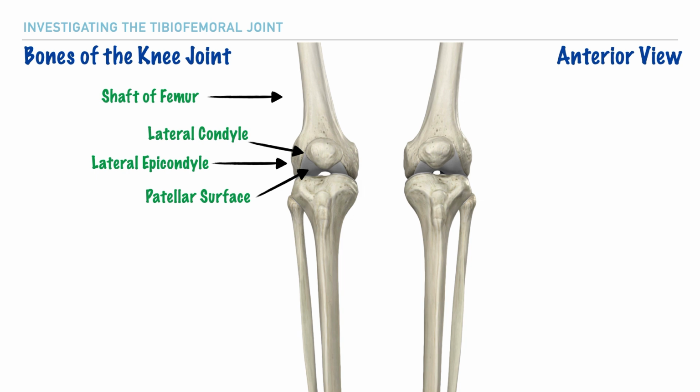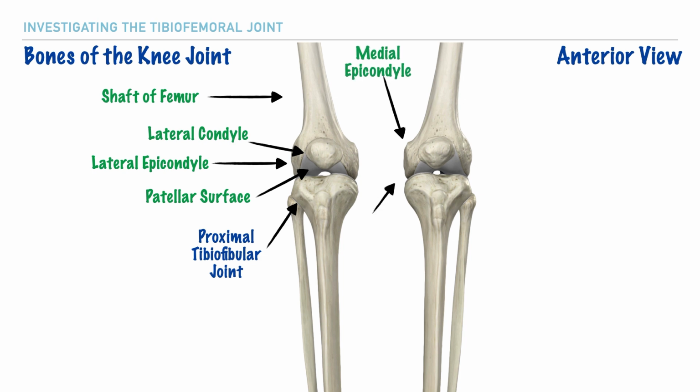Just below this, we have the proximal tibiofibular joint, which of course joins the tibia and fibula together proximally. Medially, we have a small projection here, which is the medial epicondyle. And it's this medial epicondyle, which is a small part of the larger structure known as the medial condyle. And just distal to this is the medial tibial condyle, which is of course a smaller component of the larger tibia, or what is commonly referred to as the shin bone.